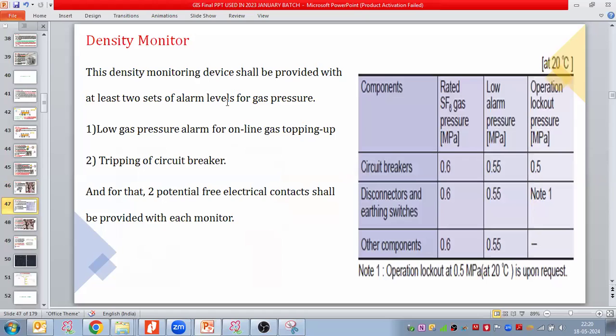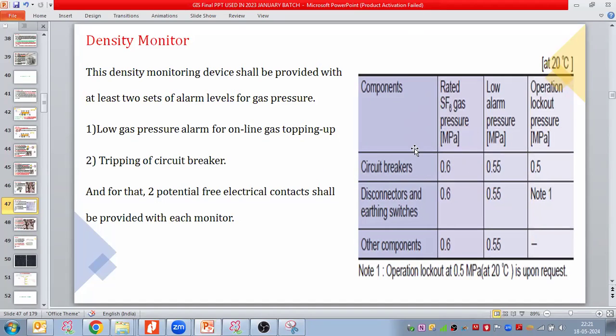The density monitor device shall be provided with at least 2 sets of alarm levels for gas pressure. So low pressure: the first stage is a low gas pressure alarm for online gas topping up, and the second is the tripping of the circuit breaker. For that, 2 potential free electrical contacts shall be provided with each monitor by the GIS supplier.